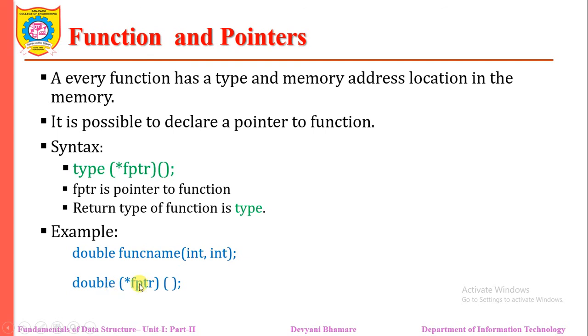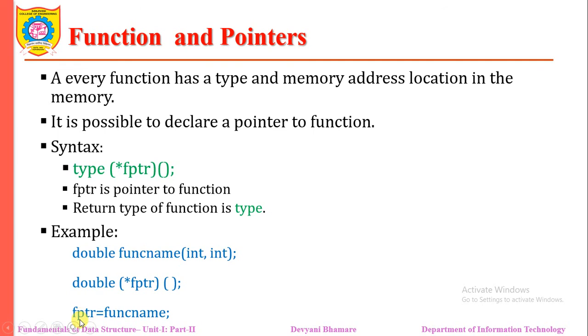So fptr is a pointer to the function whose return type is double. We want this fptr to point to this function name. So fptr is equal to function name. This indicates that whatever the base address, or the address of the first instruction, will be stored in fptr. This is regarding this function.